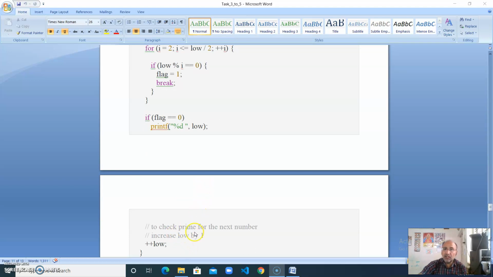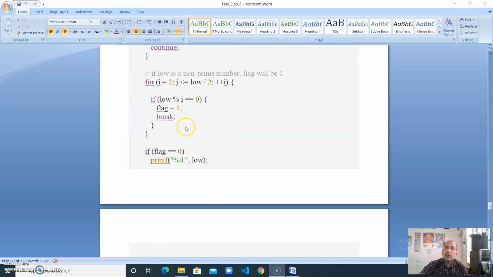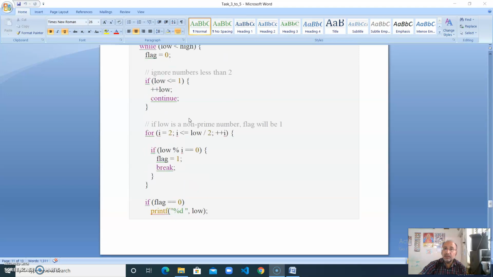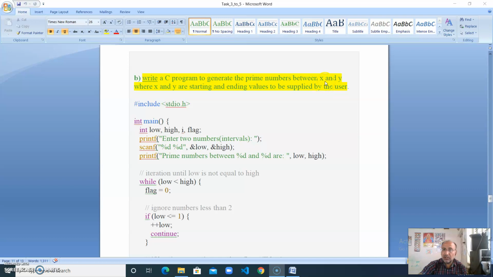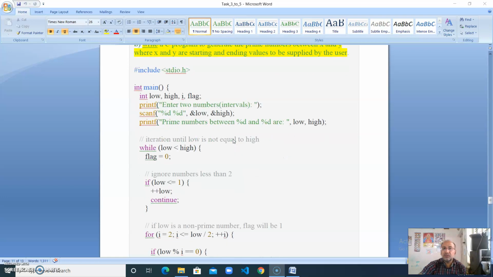If you want to go for the next prime number, plus low. Understood? Here is exactly the question they gave: x and y. I took that as low and high. X equals low, y equals high. In between, we have to generate. Understood?